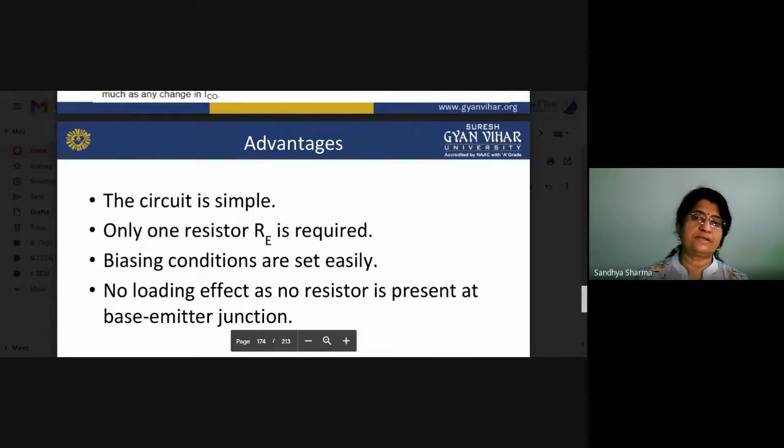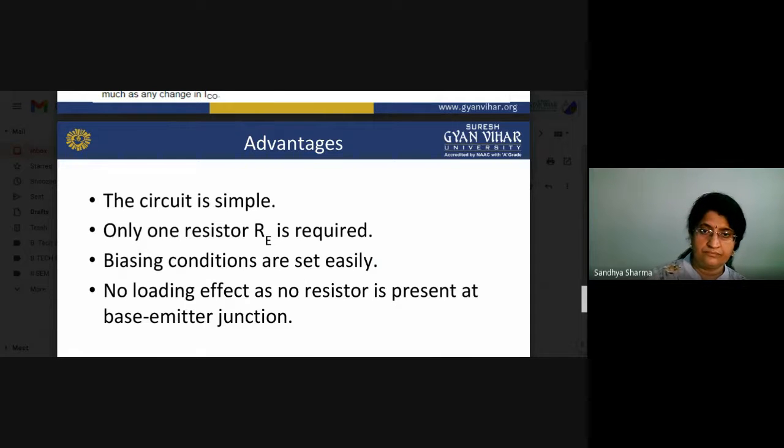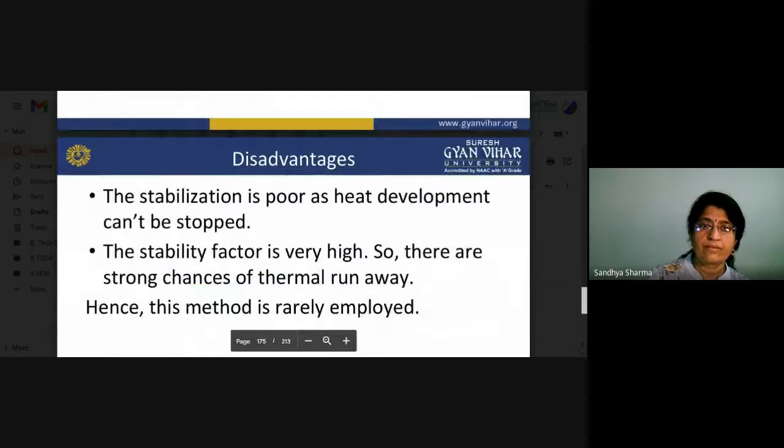Now what about the advantages? The circuit is simple, only one resistor is required, biasing conditions are set easily, and there are no loading effects as no resistor is present at the base to emitter junction. And if you are talking about the disadvantages, stabilization is poor as heat development cannot be stopped. The stability factor is very high, so there are strong chances of thermal runaway.